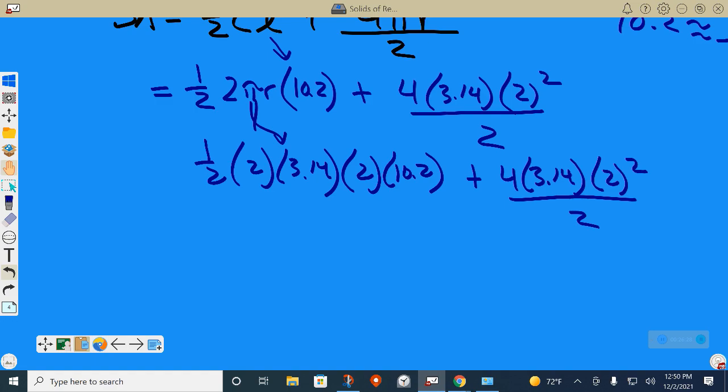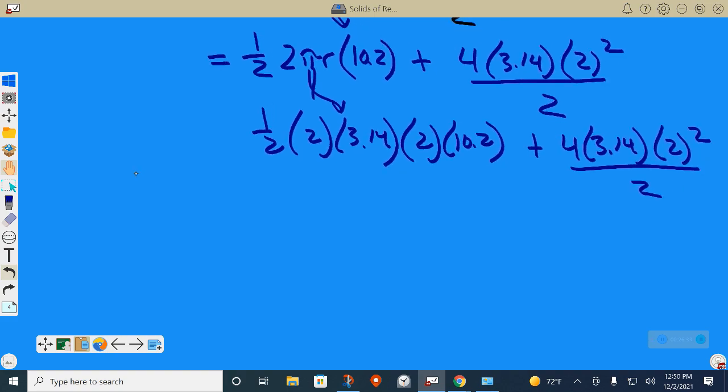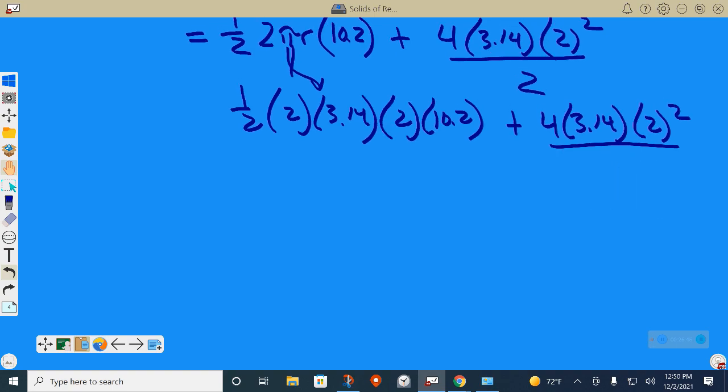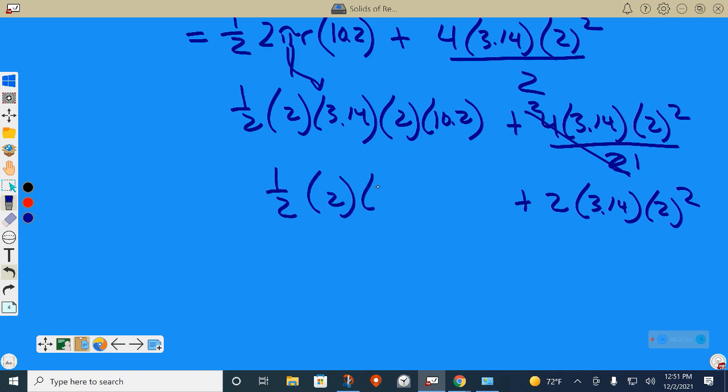Yikes. Calculator time. By the way, I'm just gonna go and simplify this part right here. This is gonna be a 1, because 4 divided by 2, so this becomes 2. See that? This became a 2, that became a 1, so I don't need that denominator anymore. Where's my calculator?